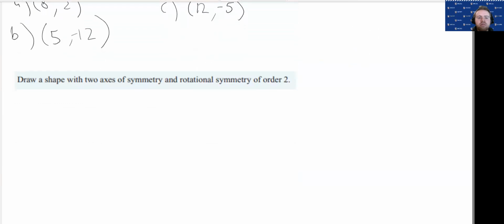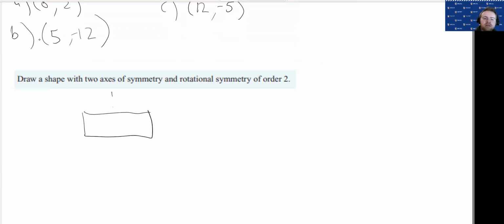Okay, draw a shape with 2 axes of symmetry and rotational symmetry of order 2. Okay, I'm going to draw a rectangle. Okay, we've got 2 axes of symmetry. There's one. There's one. And then if we were to rotate it, okay, 180 degrees, we would get back to the same shape. Okay, so it has rotational symmetry of order 2 because if you were to do a full rotation, you would get the same shape twice.